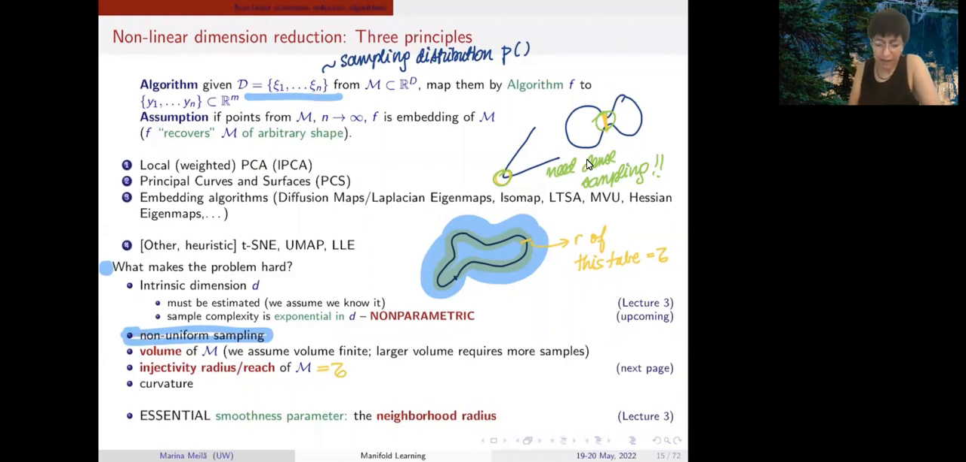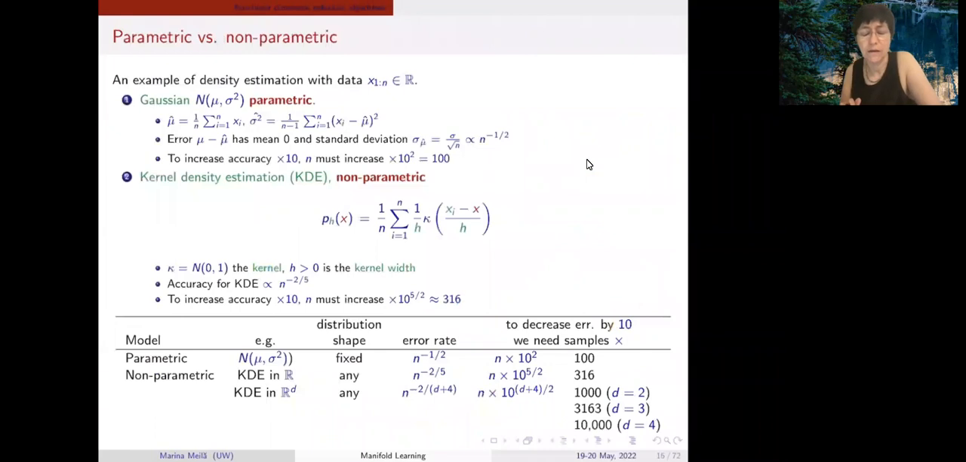Okay, and an essential parameter that will come up also very soon, lecture 3 is probably tomorrow, is the neighborhood radius. So what is the neighborhood radius? The definition will come up shortly. So we are going to talk in the time that is left about what is non-parametric estimation and the neighborhood radius, and maybe do a quick dip into estimation algorithms for manifolds.